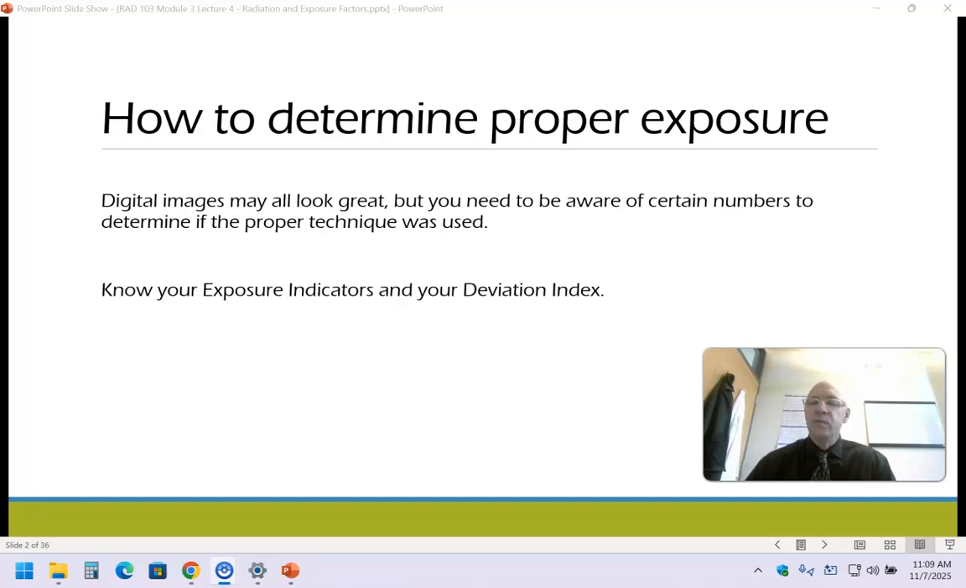As we mentioned in the previous lecture, the software programs that we have, the algorithms and the lookup tables that the computer uses to make an image, will make corrections or subtle changes to make your image look proper. So you can't just look at an image on digital and say that my technique was great. You have to look at something called the exposure indicator or deviation index.